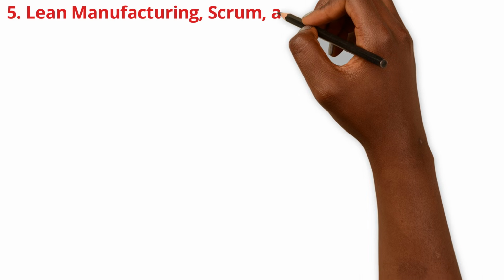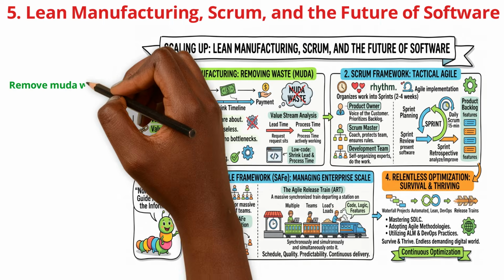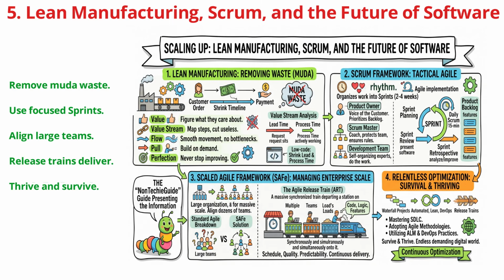How do modern software teams achieve incredible speed and efficiency? By borrowing powerful manufacturing philosophies. It starts with Lean, aggressively removing waste to shrink the timeline from customer order to delivery. A tactical heartbeat is Scrum, where specialized teams complete short, intense bursts called sprints, maintaining a consistent rhythm.